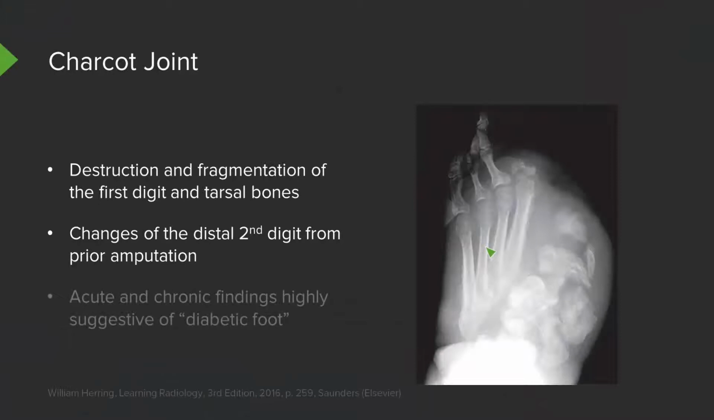You actually have changes of the distal second digit from a prior amputation here. So these findings, which are both acute and chronic, so the chronic finding of the amputation, as well as the more acute finding of the destruction and fragmentation, are highly suggestive of a diabetic foot. And this is very commonly seen, again, in patients with diabetes.